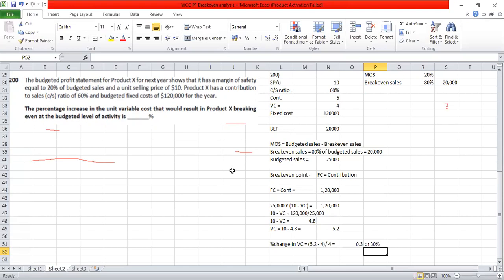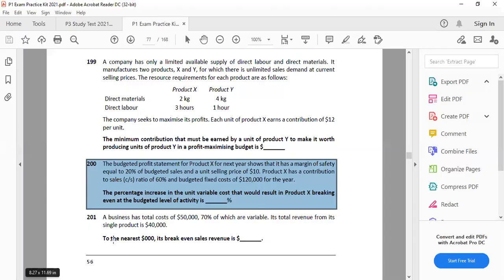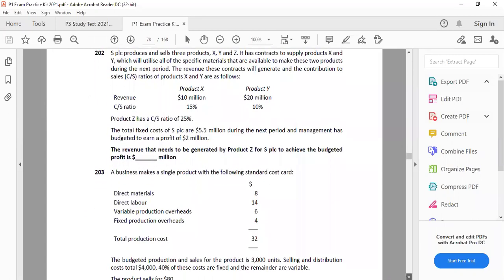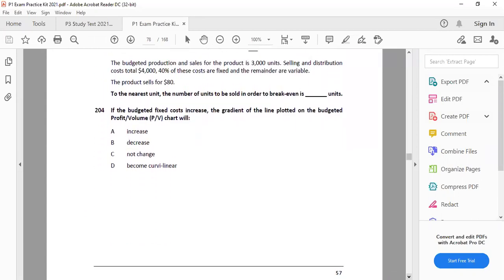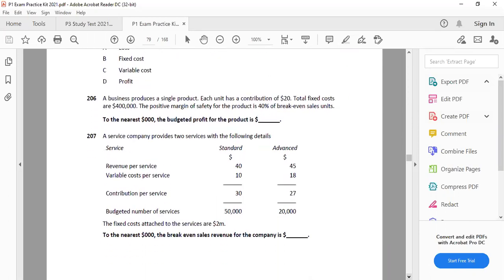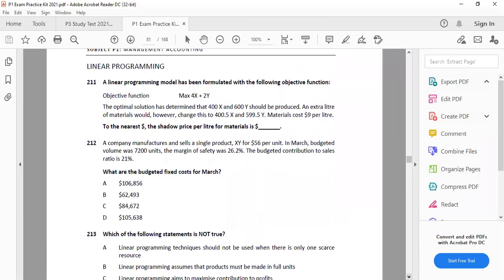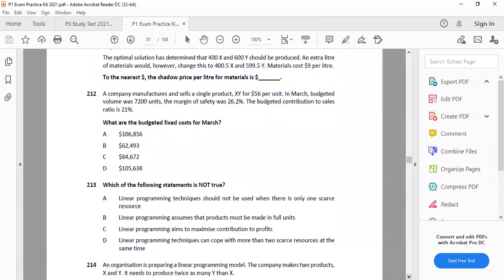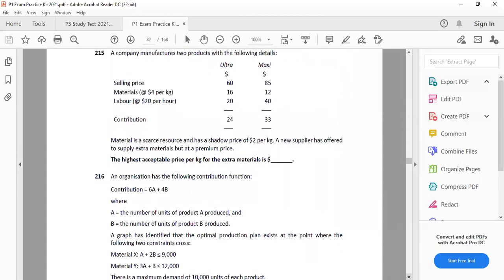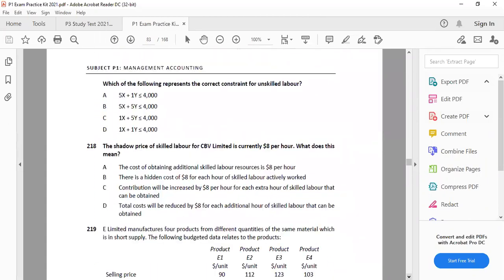I think one more class will not be sufficient because there are two topics left. Even if we finish these questions, let me show you the PDF. I know it's time, but I'll just brief you. Now we are at 200, I think till 240. Another 10 questions are there for break-even analysis. Then from 211 comes linear programming. Not much is there in linear programming, and not very advanced questions.